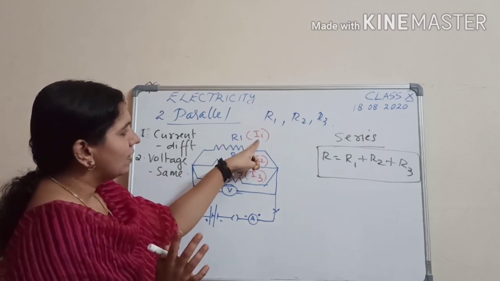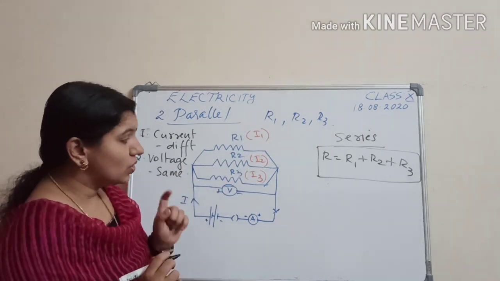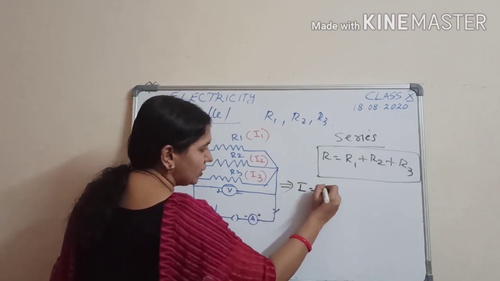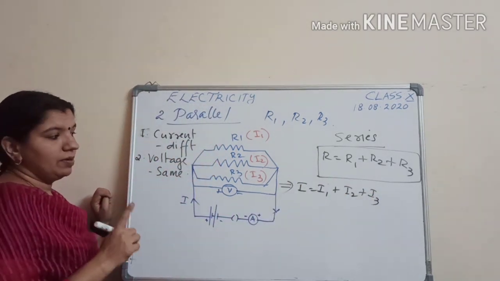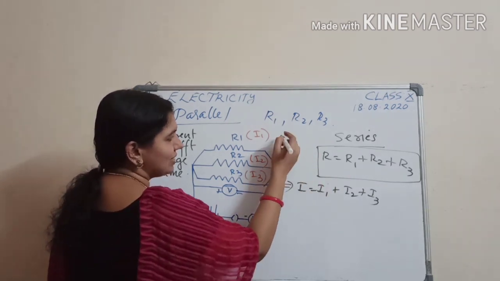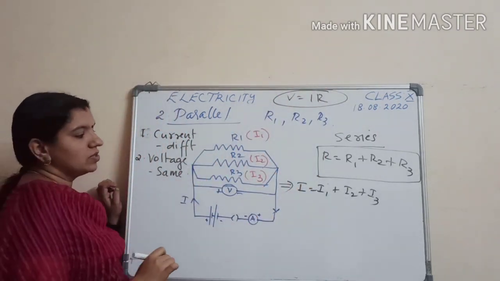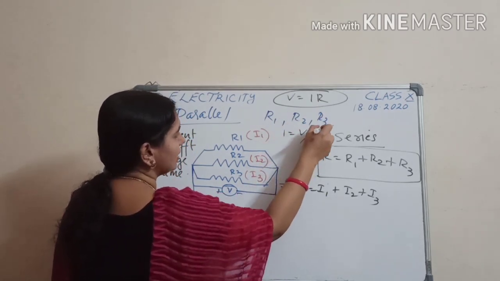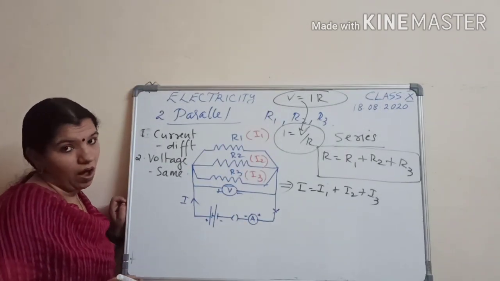So, look here. Which one is different? I is different. So, it gets split into I1, I2 and I3. To find the total amount of current, I have to write this equation: I is equal to I1 plus I2 plus I3. Now, by Ohm's law, you have studied, V is equal to what? IR. V equal to IR. So, instead of I, what can I write? Instead of I, V by R. From this equation, instead of I, I can use V by R.